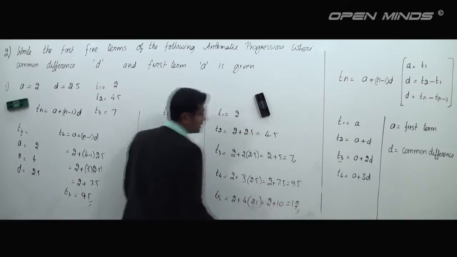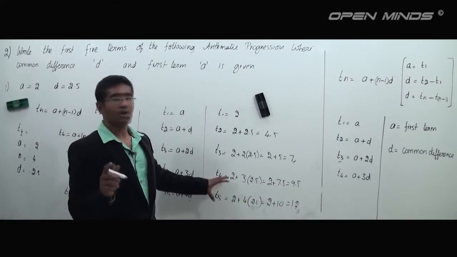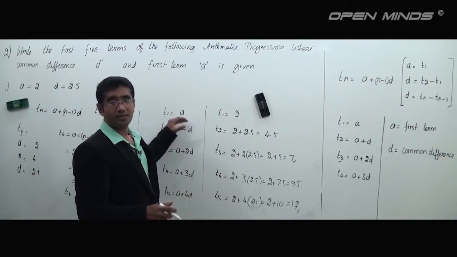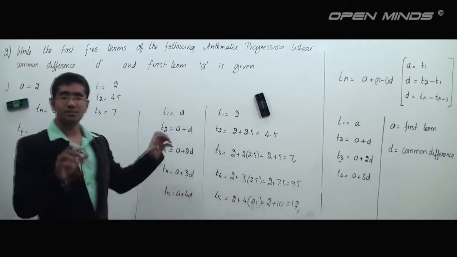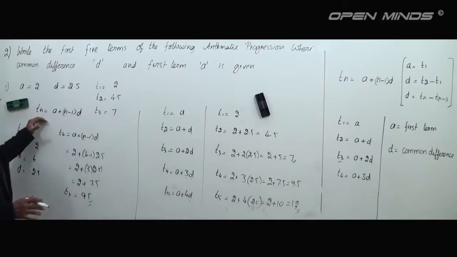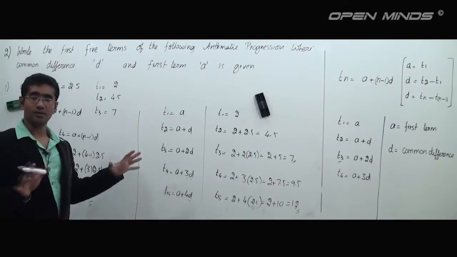So that's how it works. Either you can use this, but you have to start from a and then the next term, the next term. If you have to find something in between, that formula is more convenient. So that's the whole point. It's very easy.